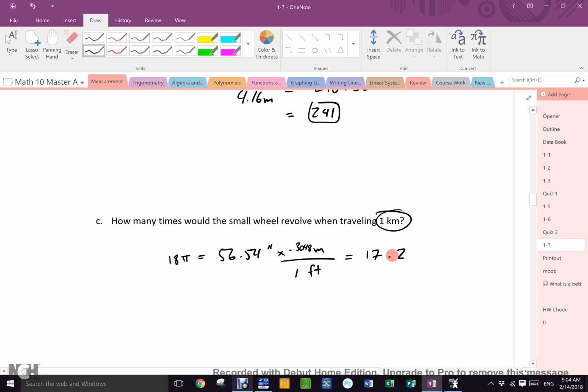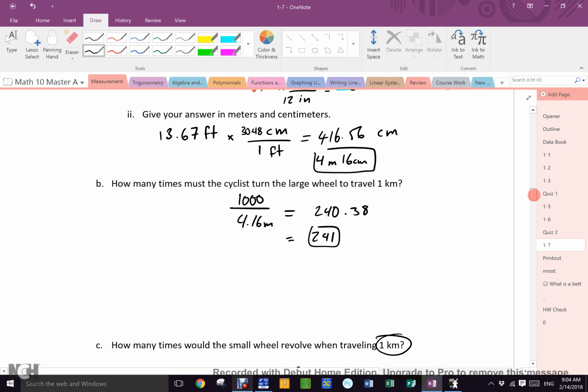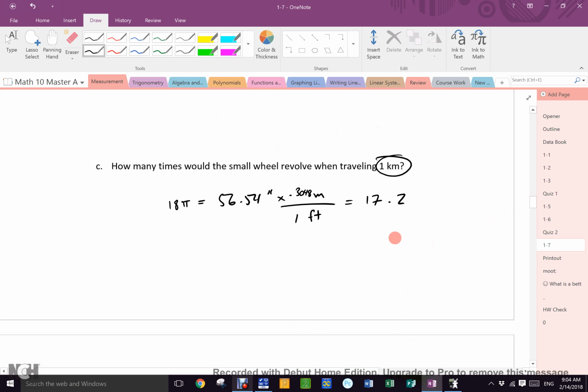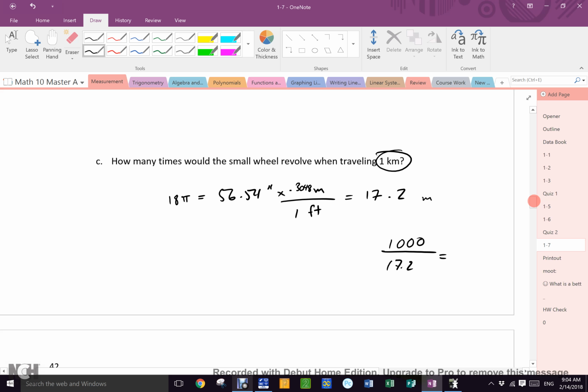Okay. Then what? That's how many meters the wheel will turn. Then what? 1,000 divided by that. And that gets me the number. And then we are done our unit. Oops, I lost it. So, we are finished all the work.